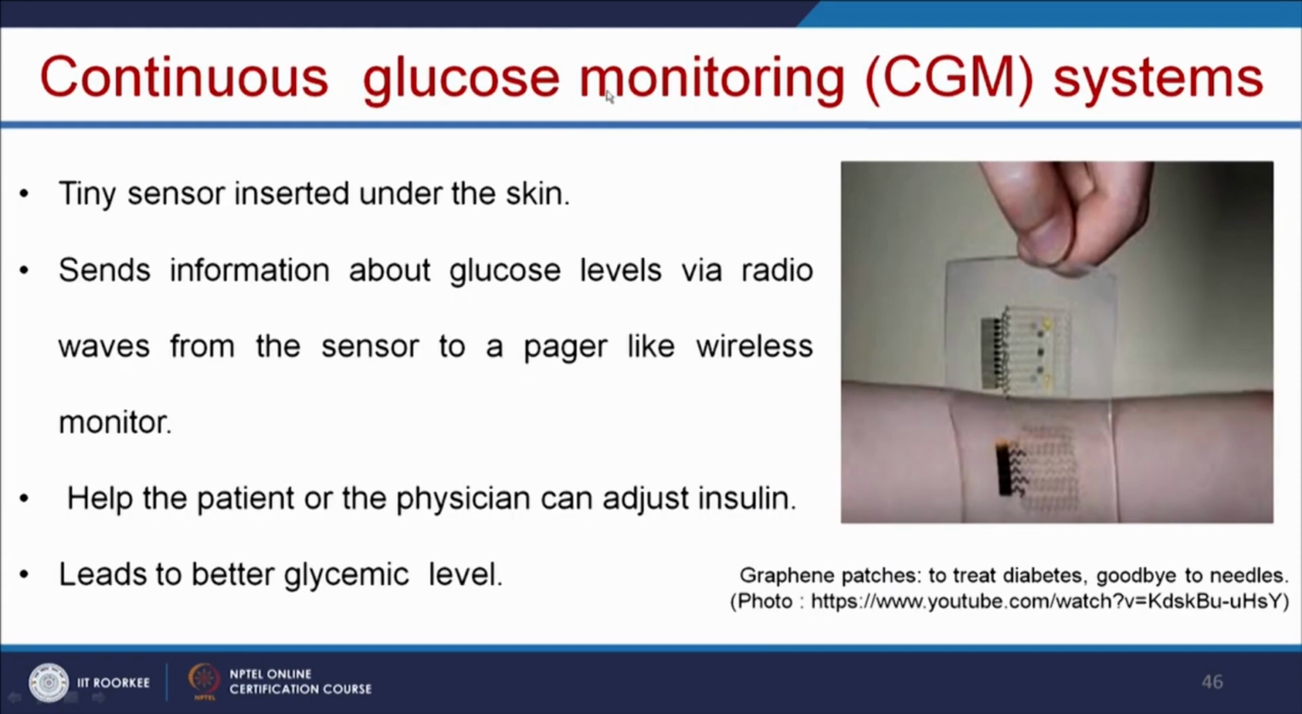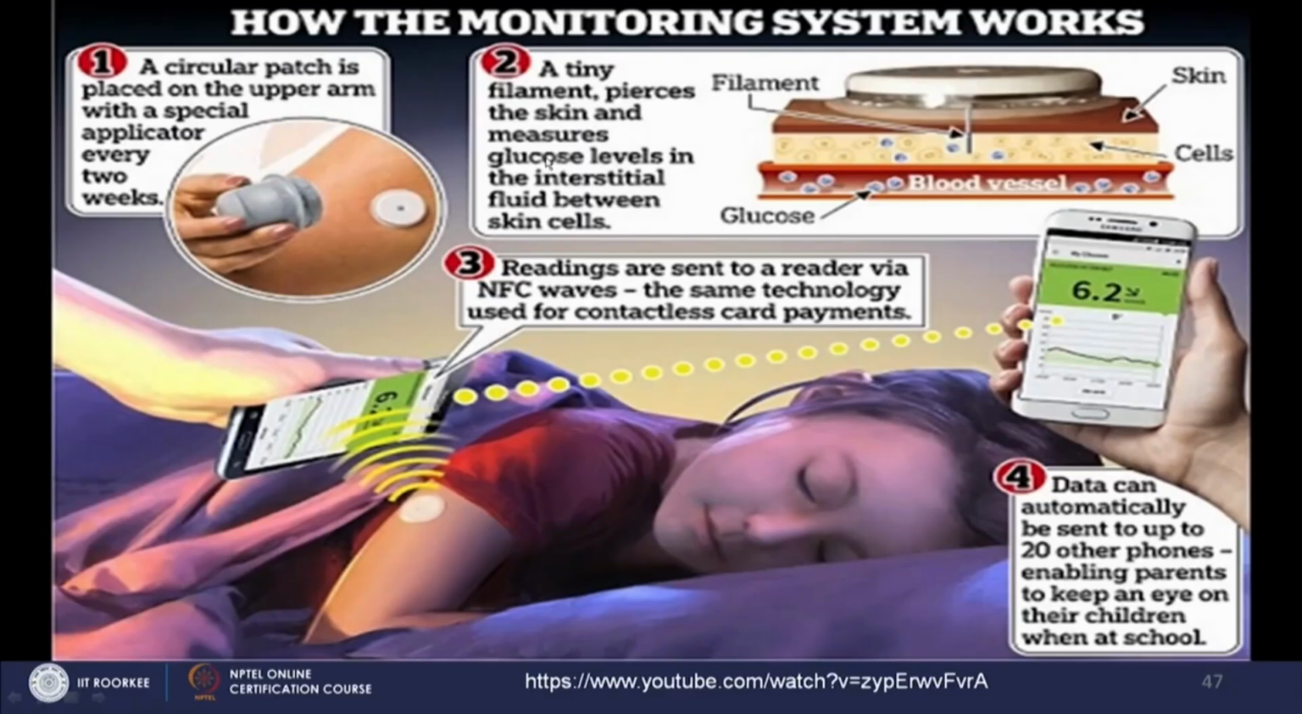So, the next one is the continuous glucose monitoring system. This is a tiny sensor which can be inserted under the skin, and it will send the information about the glucose level through radio waves from the sensor to a pager-like wireless monitor, and it will help the patient and doctor, and accordingly they can take the insulin. So, how does the monitoring system work? Here a circular patch is placed on the upper arm with a special applicator every 2 weeks. Okay. This tiny filament pierces the skin and measures the glucose level in the interstitial fluid between the skin cells, and the readings are sent to a reader through NFC waves, that is, near field communication waves. This is the same technology which we use for contactless card payments. Okay. And this data can automatically be sent to up to 20 other phones. It can enable the patients to keep an eye on their children when they are at school.